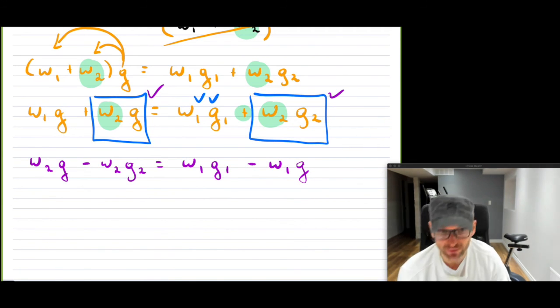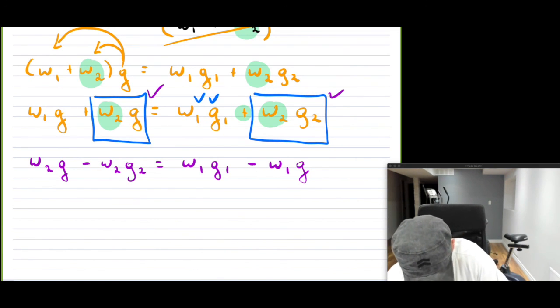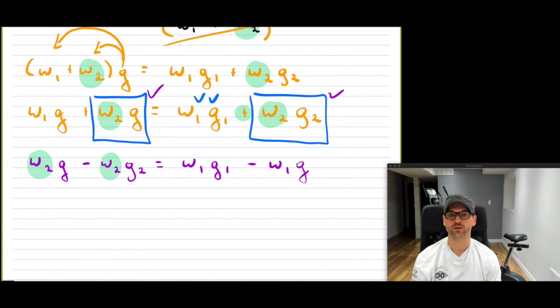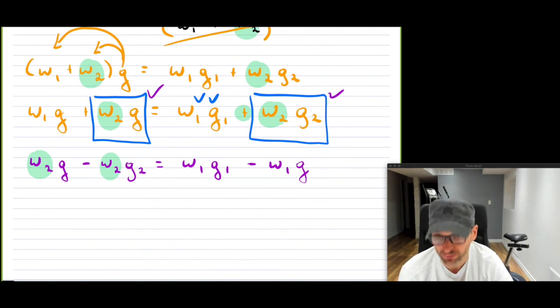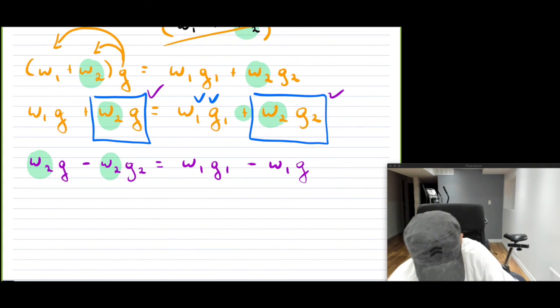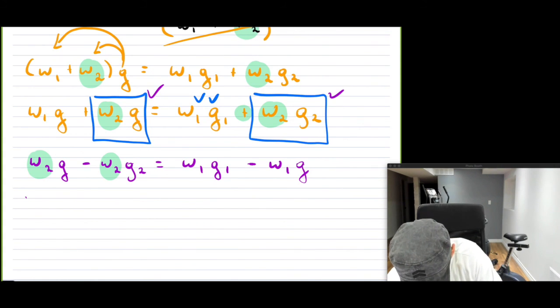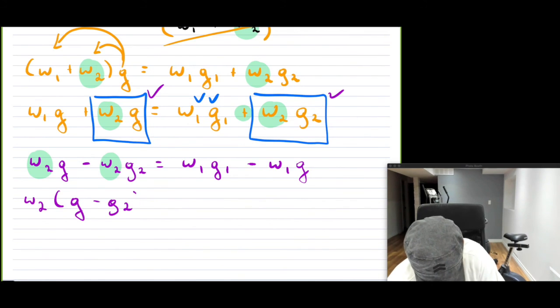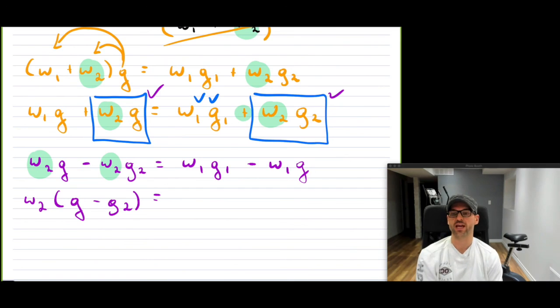Now, since I am trying to solve this for W2, I'm going to be factoring this W2 out. Okay, and we did that previously. So you've seen that before, so you can go back in the video if you like. In order to take this out, I'm going to take W2 out, and I'm going to have G minus G2. So notice I have taken that out.